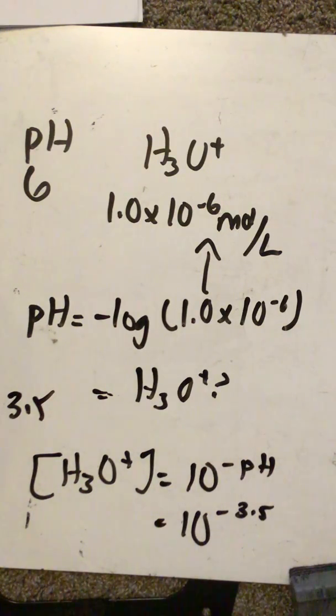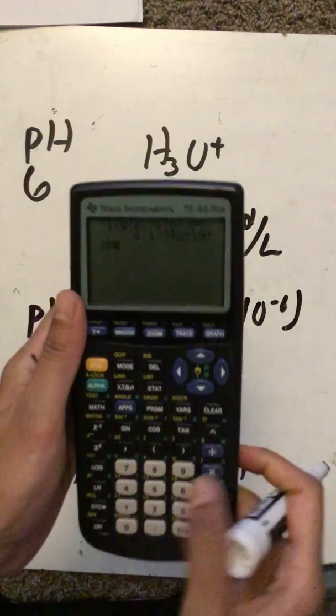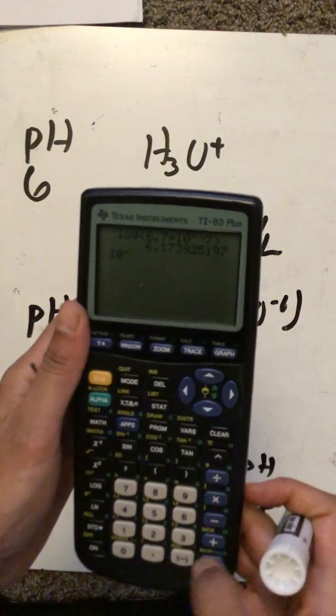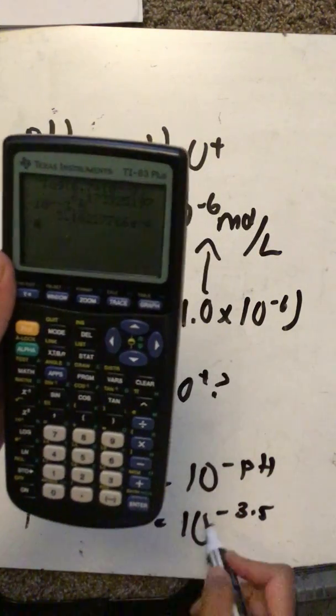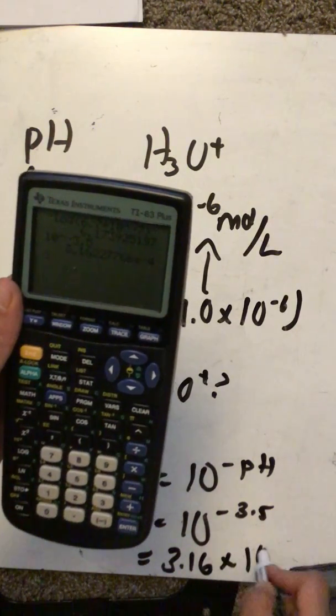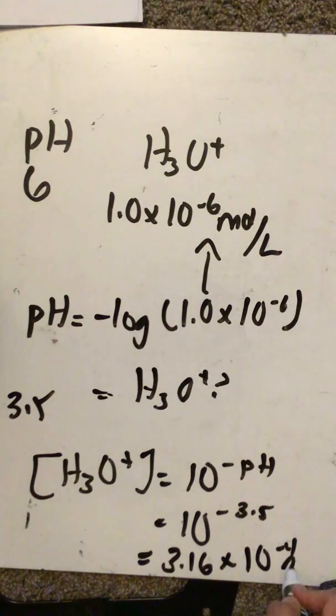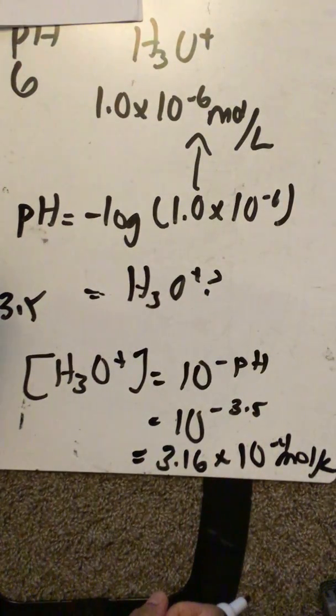So then you just put that into your calculator: 10 to the negative 3.5. And there you go, you get your answer. The H3O positive is 3.16 times 10 to the negative 4. And the unit for concentration is moles per liter. And that's how you do it.